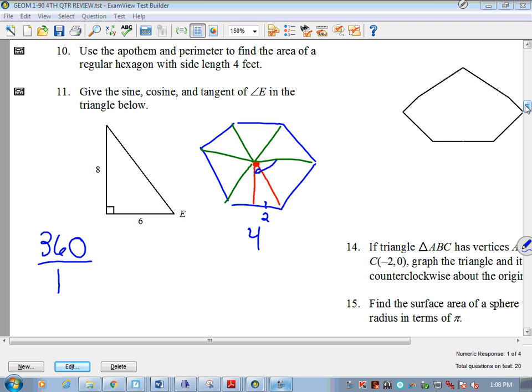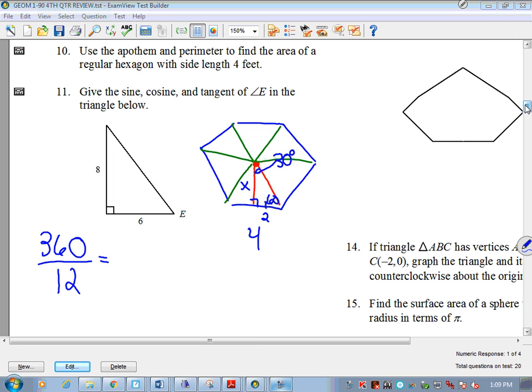So could I just take 360 divided by 12? And I'm going to get 30. So in this case, yes, 30, which means 60 and 90, right? That works out with every hexagon. But your question on your test might ask you to find the area of a heptagon, right? In which case I would take 360 and divide it by 14 to find that angle, which is going to be a little bit more challenging.